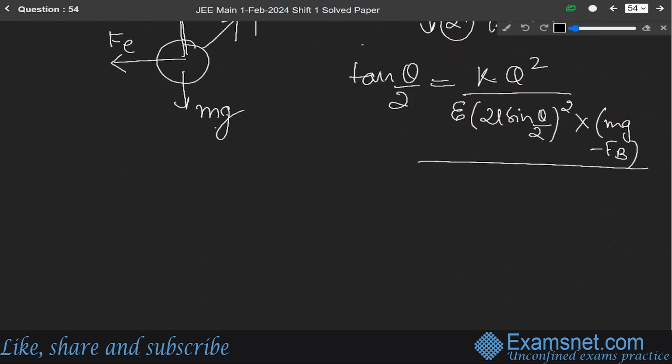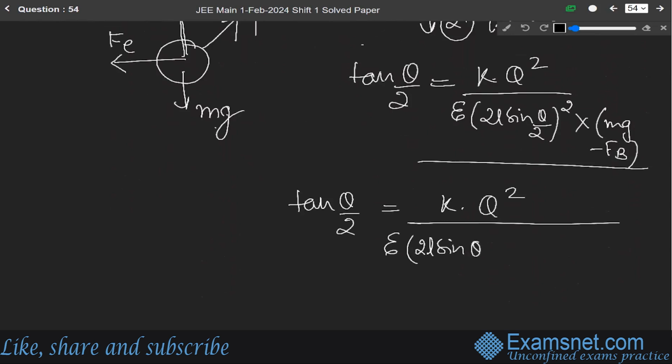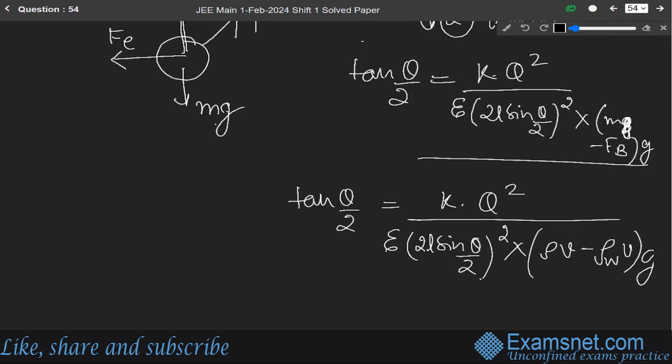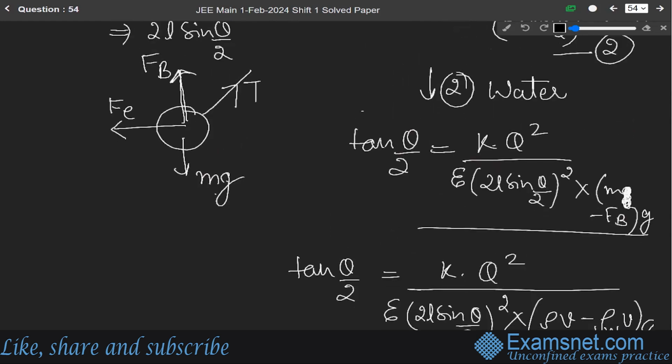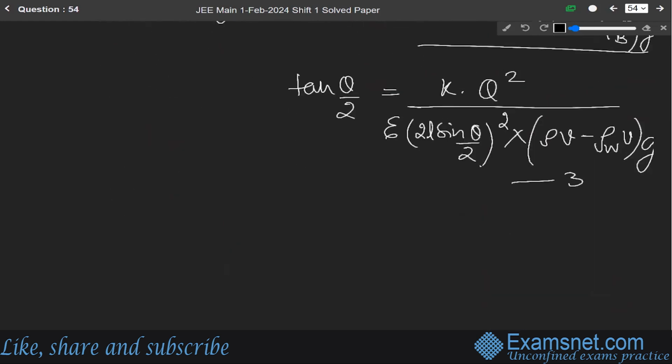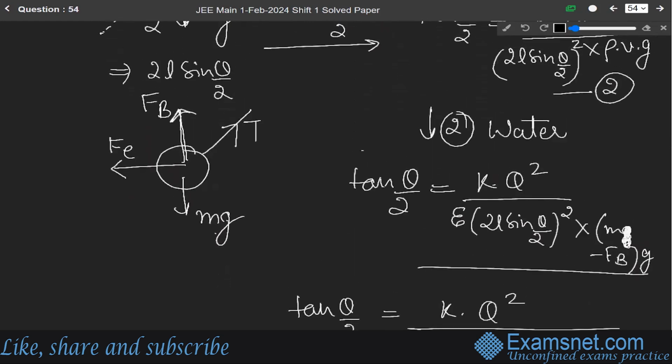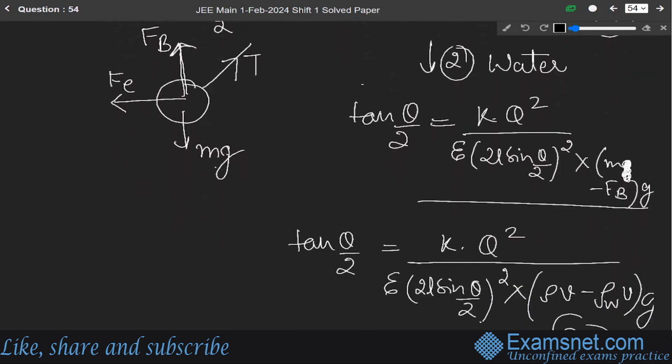Now this tan theta by 2 will become k q square over epsilon, the dielectric constant, into 2L sine theta by 2 whole square, into rho into v, rho into v of when it is in air minus when it is in water, into v into gravity, into g. Let us say this equation is equation 3.